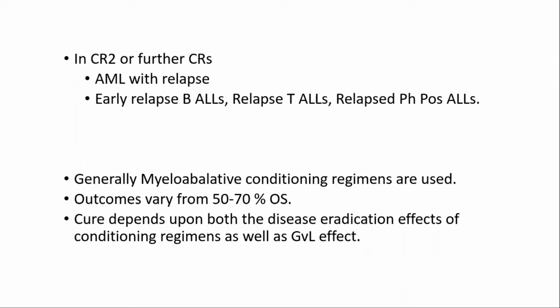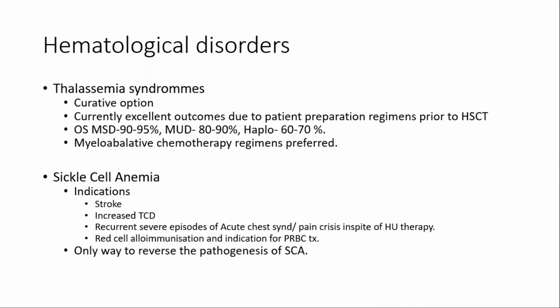So generally in malignancies, myeloablative conditioning is preferred, especially in children. There is good data in adults with some amount of reduced conditioning in AMLs because of the decreased tolerability of this full-blown conditioning in adults and older patients. And generally the outcome varies between 50 to 70% of cure. And it depends on both the eradication of the disease due to conditioning as well as the graft versus leukemia effect. It can be used in a lot of other hematological disorders like thalassemia.